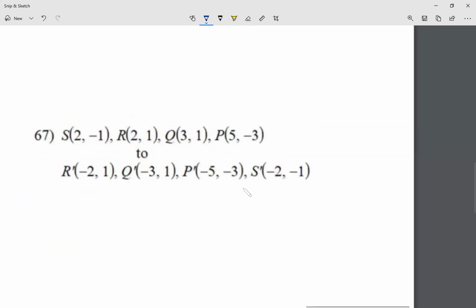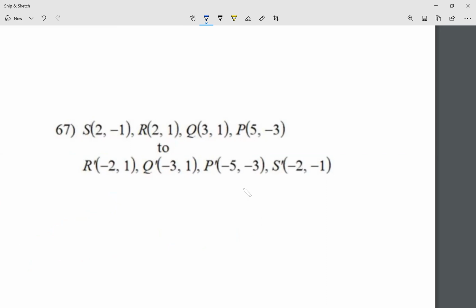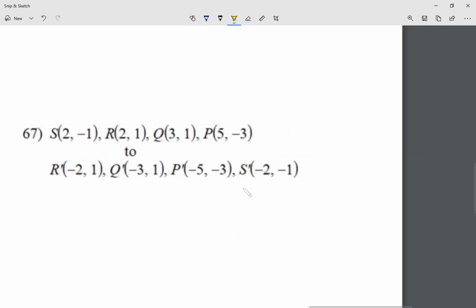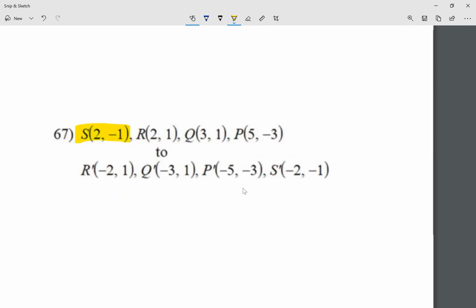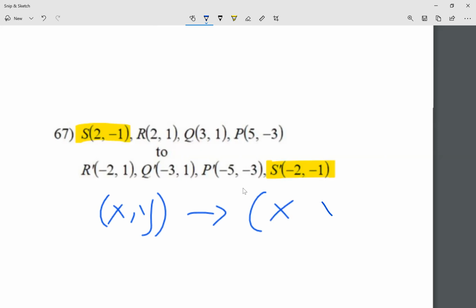Interesting. Let's take a look at my last example here, number 67. So I'm going to follow my point S. I'm going to follow S, and I see S prime is over here. So it seems like the values did not switch, right? X, Y did stay X, Y, because the 2 is still the X value, and the 1 is still the Y value. It seems like I only switched the sign on the X, because from +2 it went to -2.